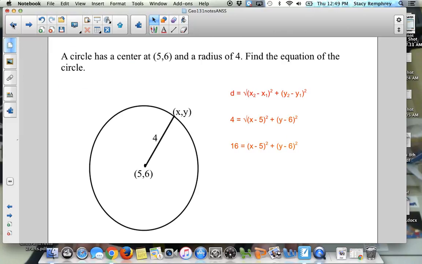And again, go back here, look at where the 5 and 6, that was the center point. Look at where they ended up over here. And here's the radius. Where did that show up, and how did it show up in the final equation?